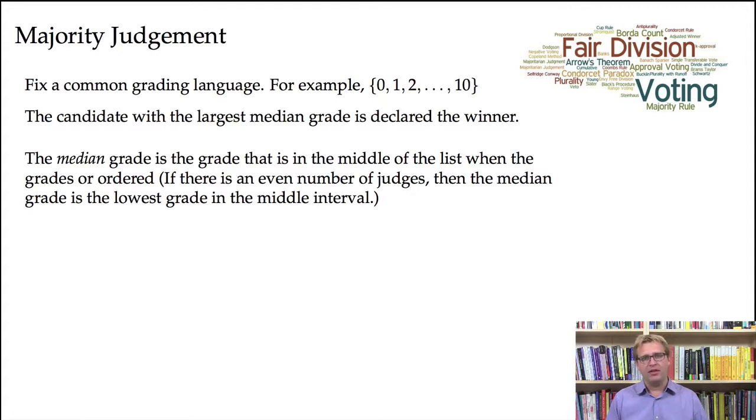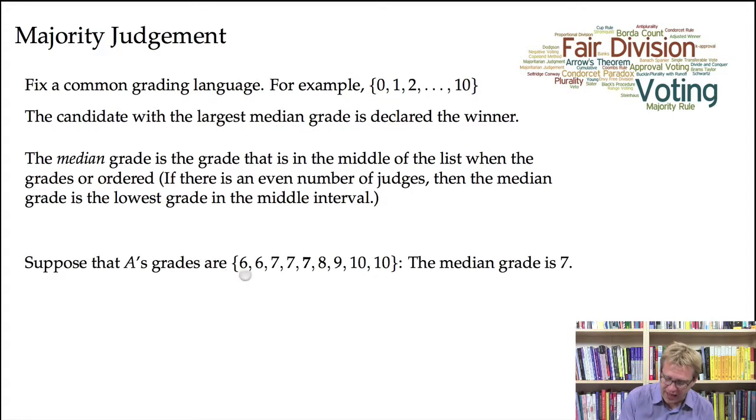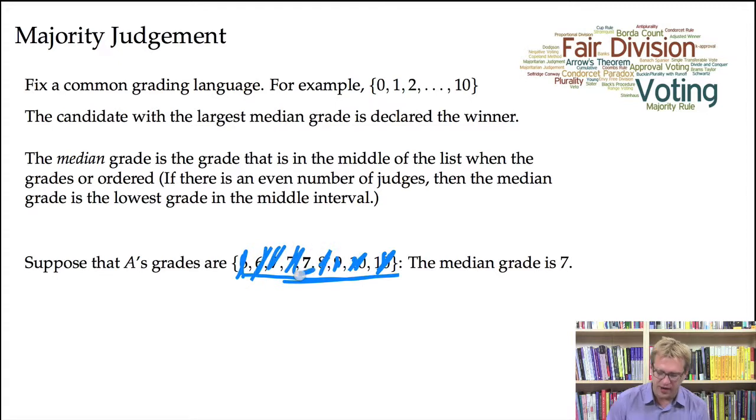It's a similar method, just a different way of aggregating the votes. So majority judgment, you fix the set of grades. For concreteness, let's just assume it's 0 through 10. And then the candidate with the largest median grade is declared the winner. So the median grade, of course, is the grade that falls in the middle if you order the grades from lowest to largest. So for example, suppose A's grades are all of these. To calculate the median, you drop the lowest and highest, and you keep doing that till you end up with whatever grade's in the middle. In this case, it's the grade 7.